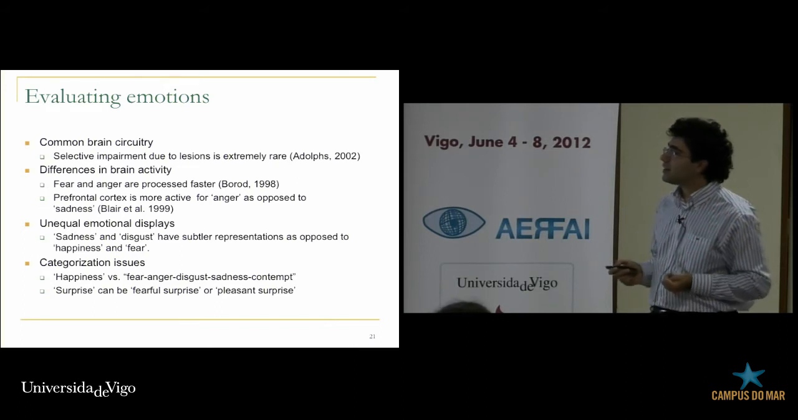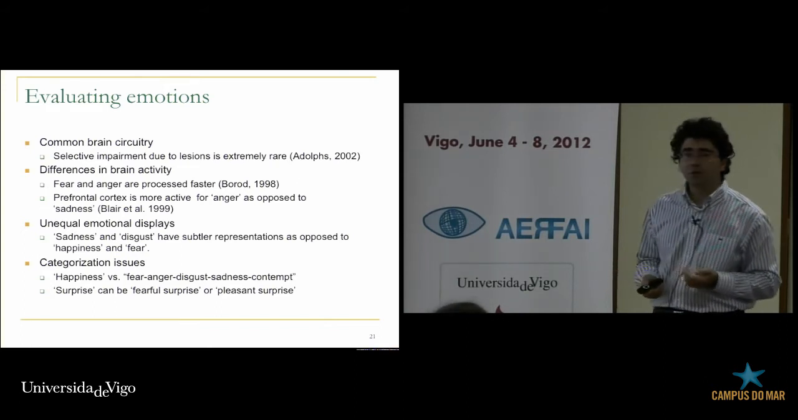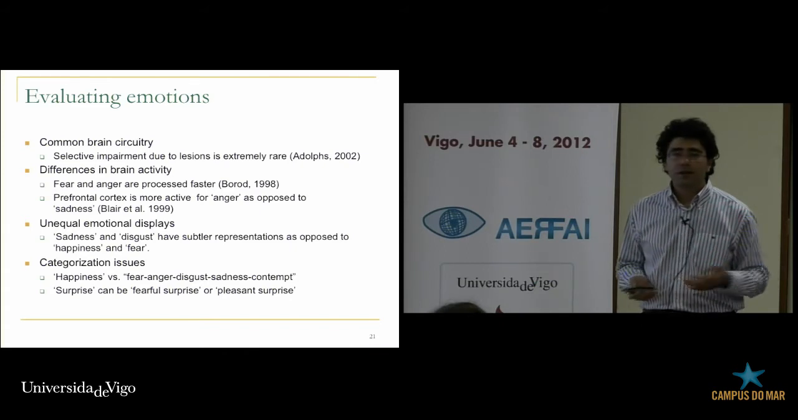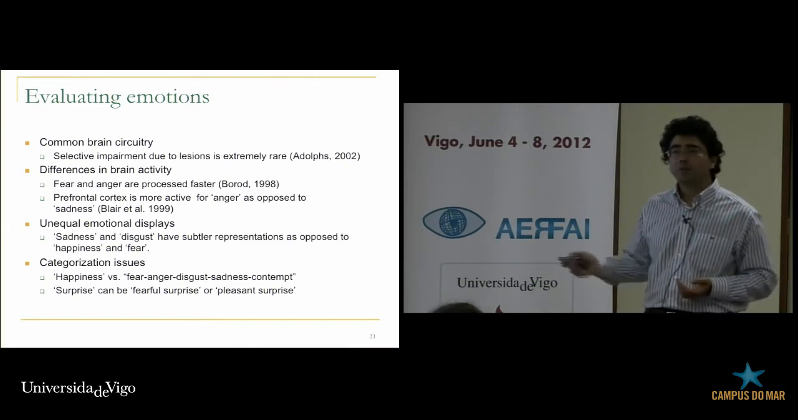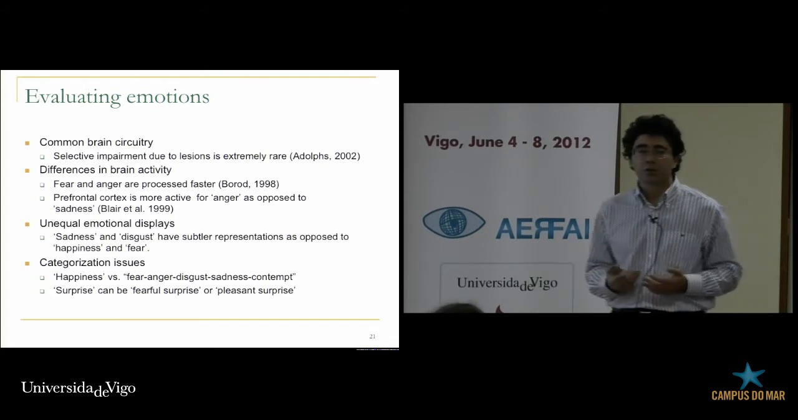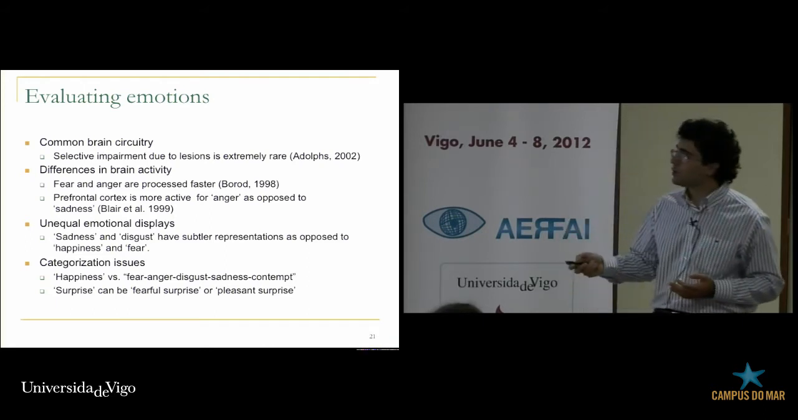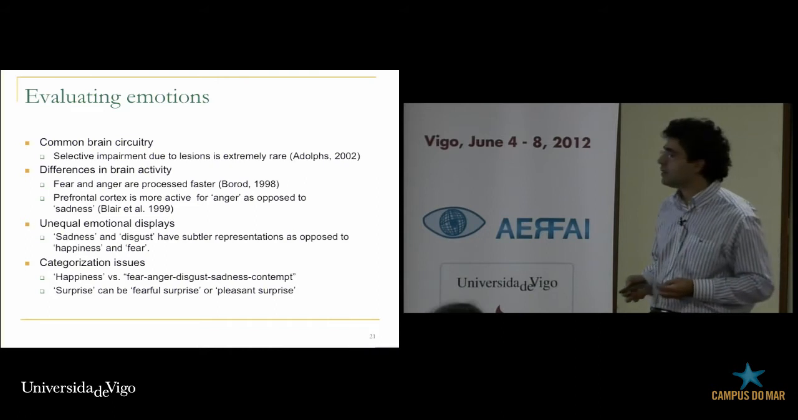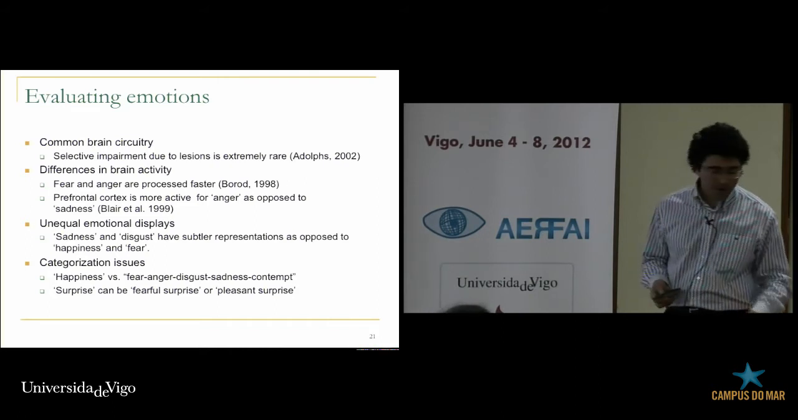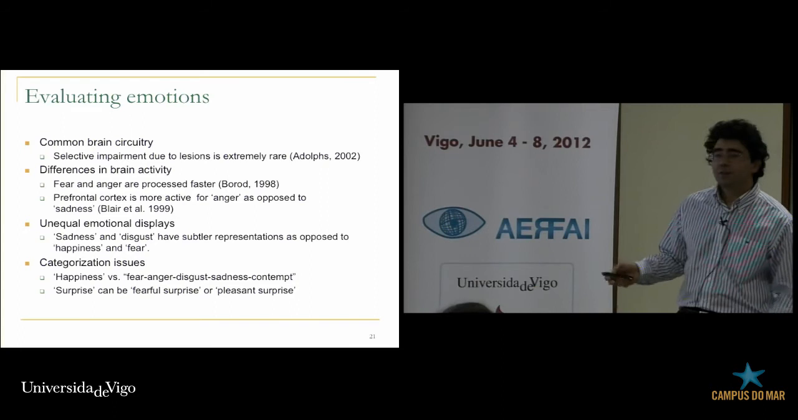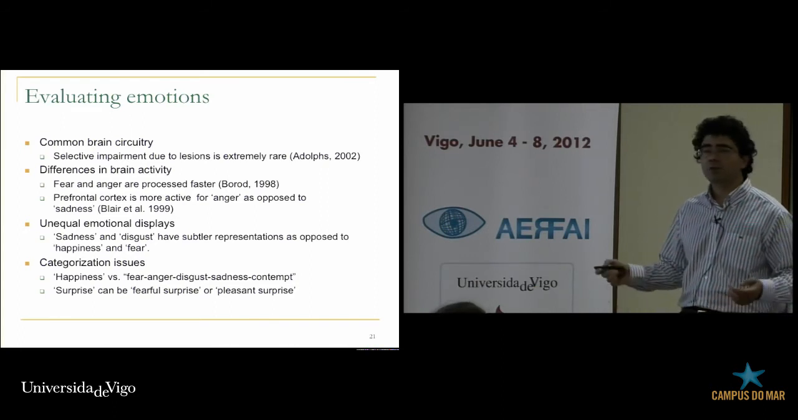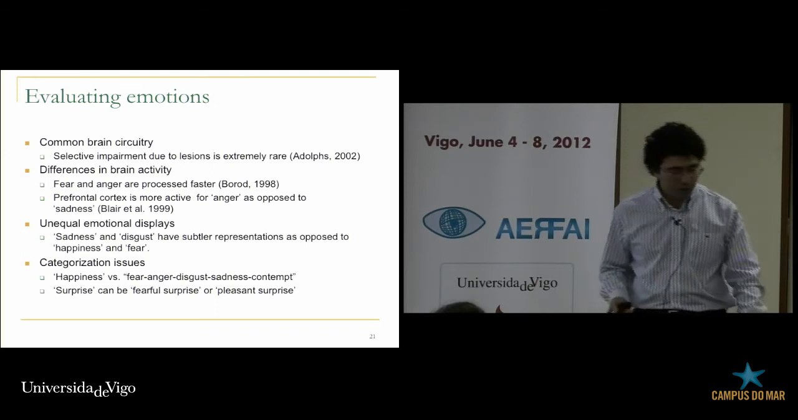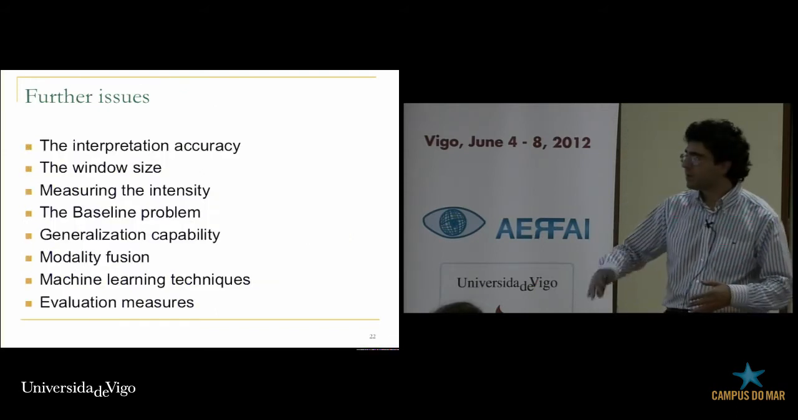Sadness and disgust have subtler representations as opposed to happiness and fear. It may have some evolutionary reasons why this is the case, but it poses tremendous challenges for us computer scientists, because we also want to differentiate between these emotional expressions. And then there are a lot of subcategories. You have surprise, but you can have a fearful surprise or a pleasant surprise. So we have to distinguish between categories.